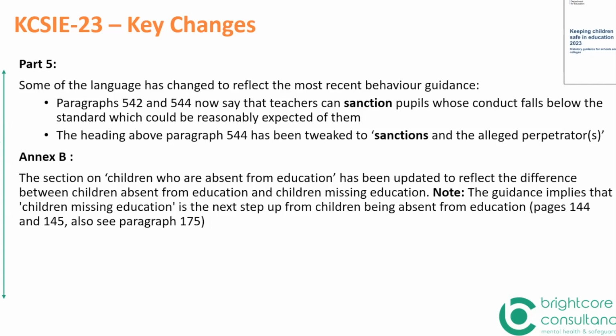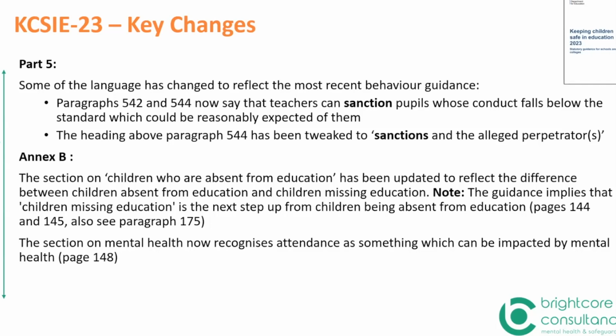Now, historically, as you'll all be very aware, we've got a concern around children missing education. But what we've got now is this additional category of children absent, and the guidance very much implies that children absent is the level before children missing. And so it's important that you're aware of the difference, your colleagues are aware of the difference, because this is in Annex B that they've all read.